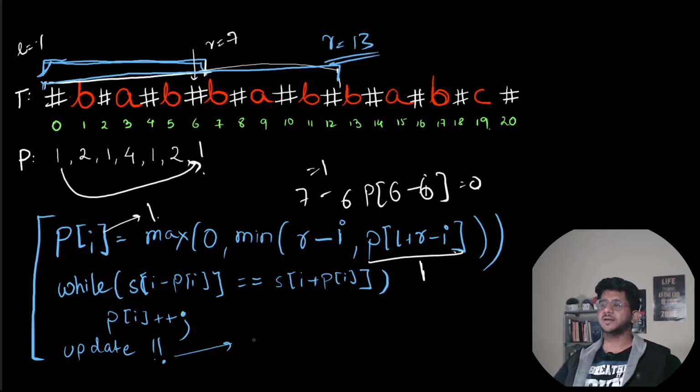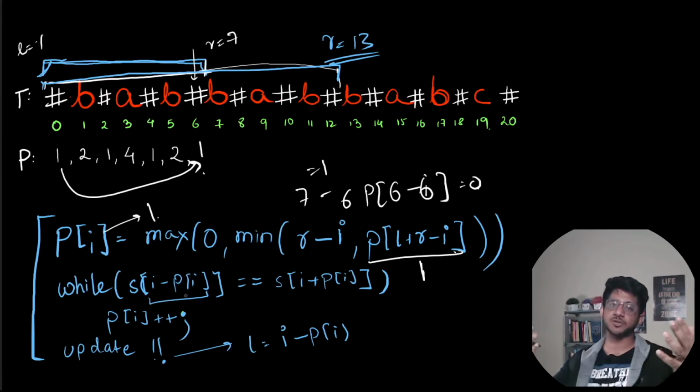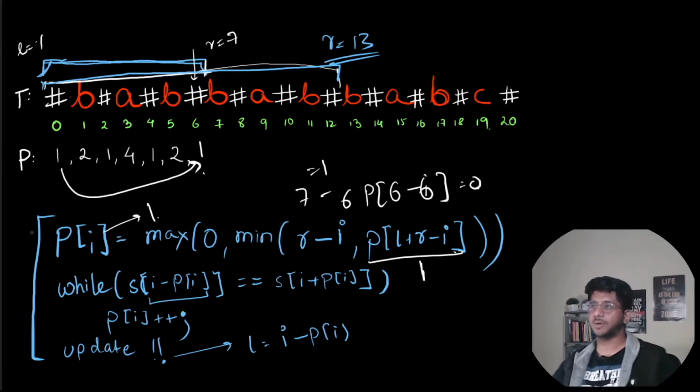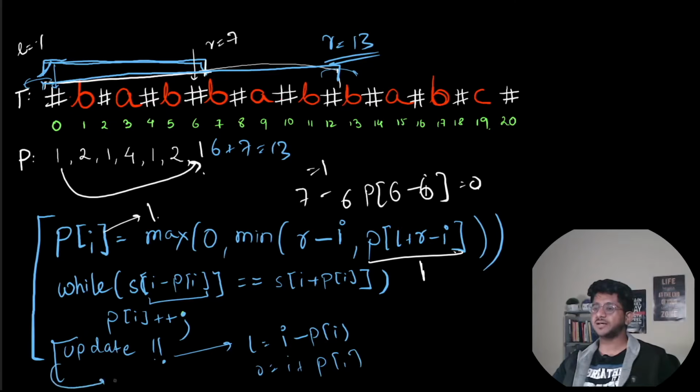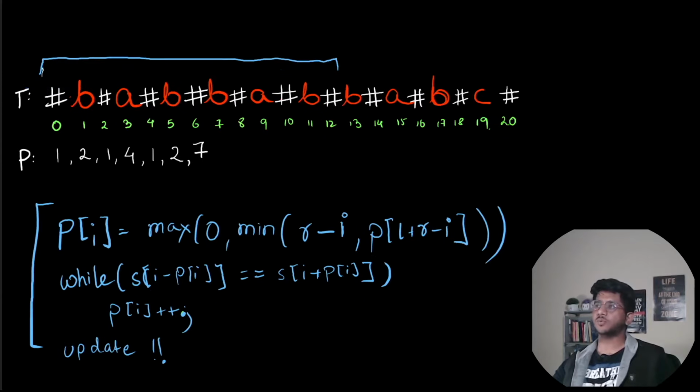Okay, so L is equal to I minus P of I, which is the next thing that I would have checked, which means something before the current part of the palindrome, this much before this and after this. So I plus P of I, 6 plus 7, which is equal to 13, right? This is over here. So R is equal to I plus P of I. We only do this when I plus P of I is greater than R, when we exceed the older R. If we get something better, we then update the L and R. Okay, let's try one more case.